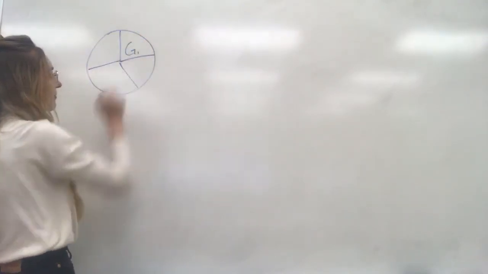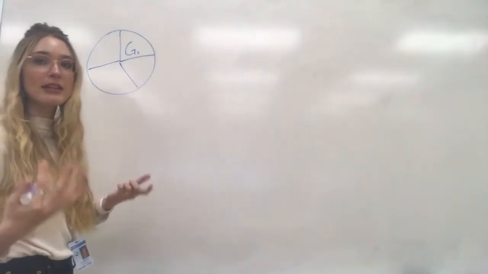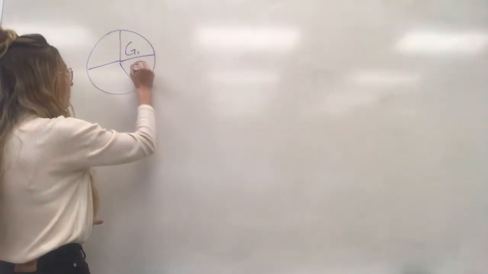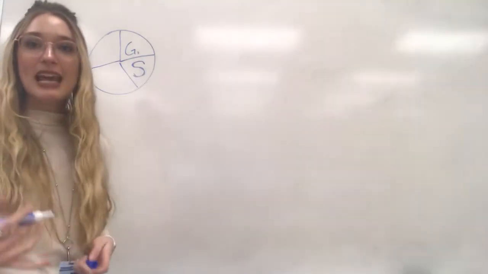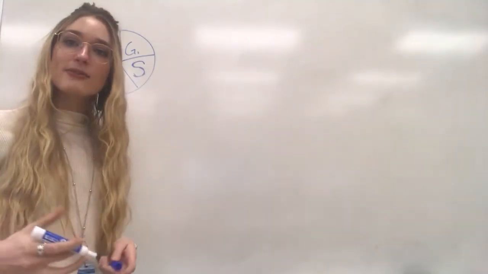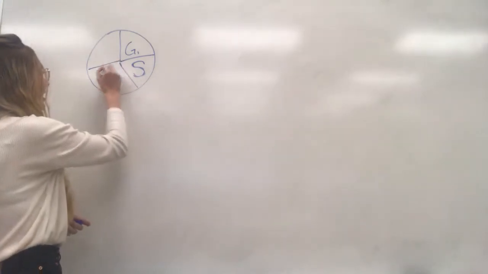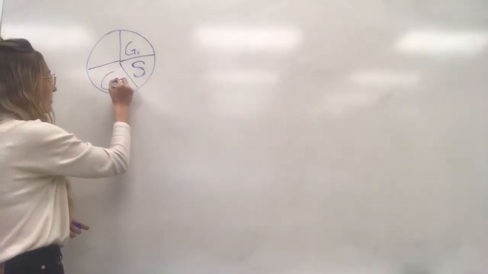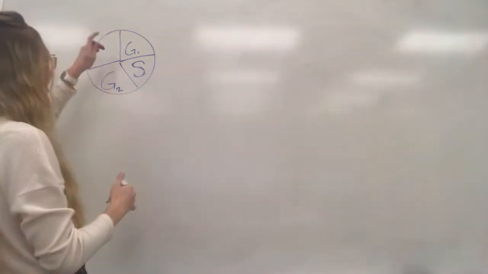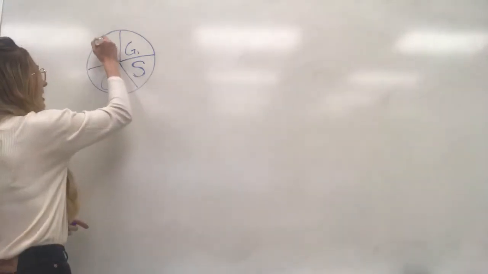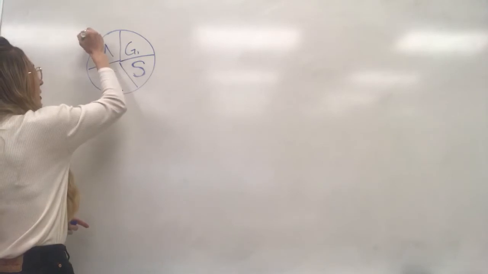So we have G1 phase, the growth of the cell initially, followed by S phase. S phase is when DNA is duplicated, it's the synthesis phase, followed by G2 phase, in which the cell grows a little bit more. That last phase is M phase, which stands for mitosis.